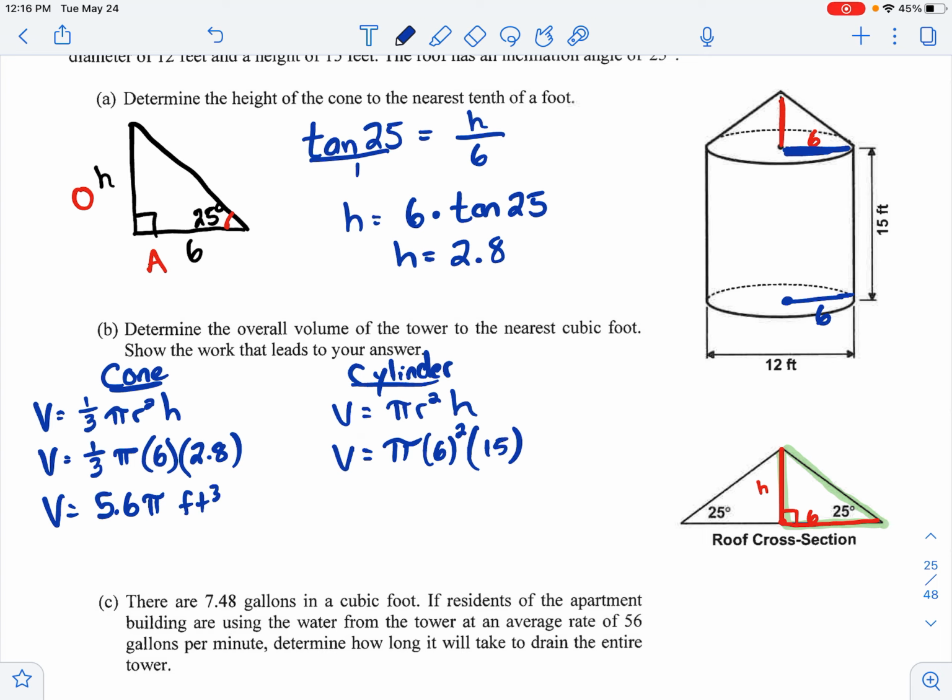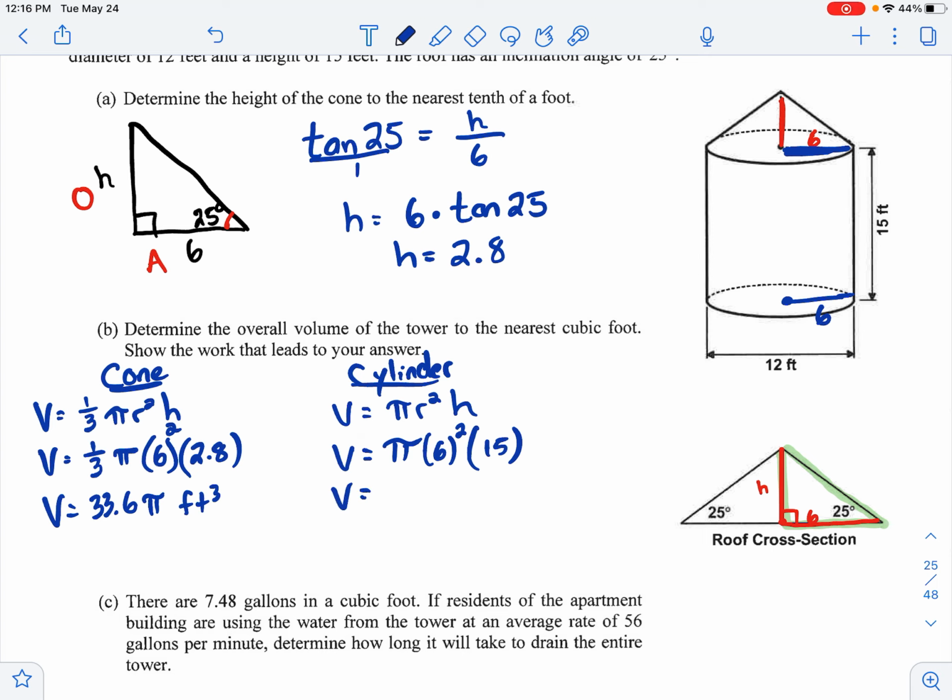I just realized I made a mistake on the last one. This should be 6 squared over here. So let me fix that. Sorry about that. So 1/3 times 36 times 2.8. So I'm just going back to the last one. That should be actually 33.6 pi.